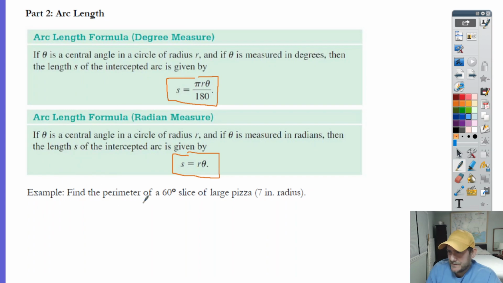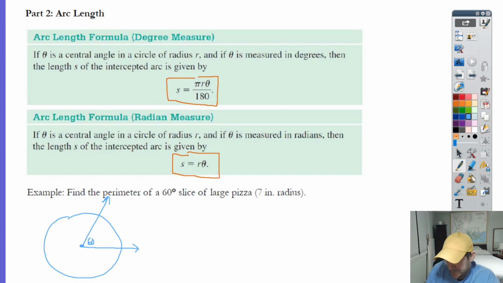So in this problem, it said find the perimeter of a 60-degree slice of a large pizza that has a 7-inch radius. You could draw yourself a pizza. You could label a 60-degree central angle. That would be about this. This is 60 degrees. And the 7-inch radius would, of course, be the distance from center to the edge.